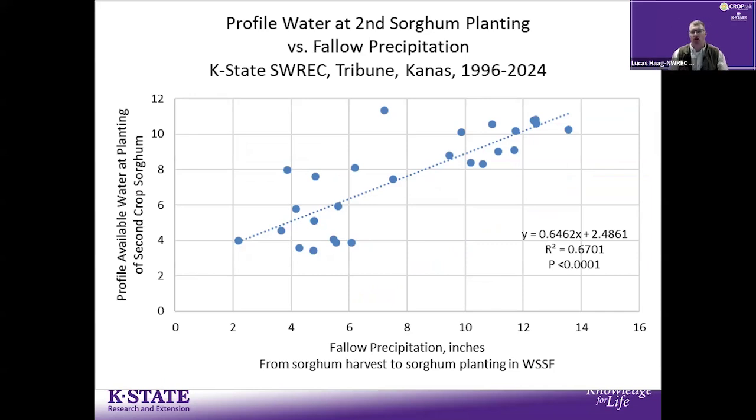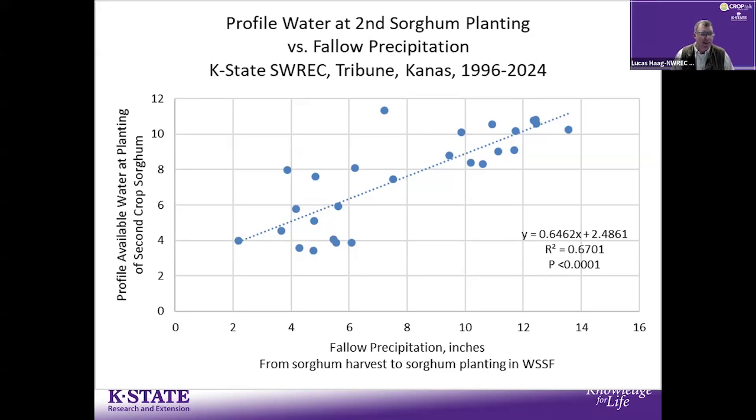Well, we can do a ball rod measurement. The other thing we can do, and this actually works pretty good, at least based on our data at Tribune, we can look at how much precip we have had since we harvested sorghum last fall. And keep in mind, our fallow efficiency over the winter is pretty high. We hold on to the vast majority of the precip we receive during the winter.